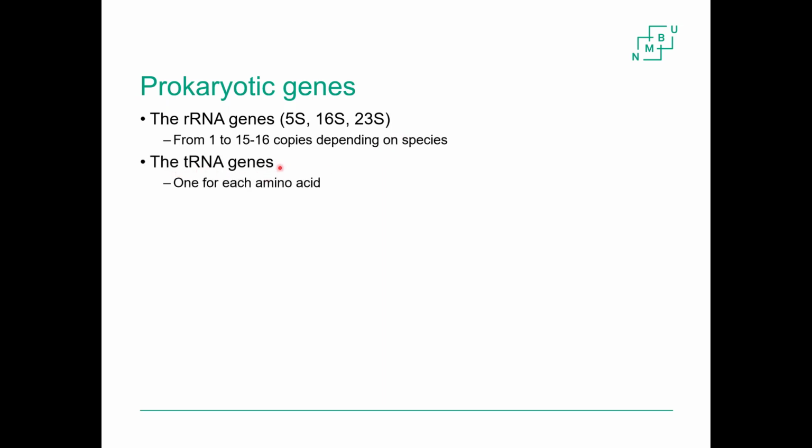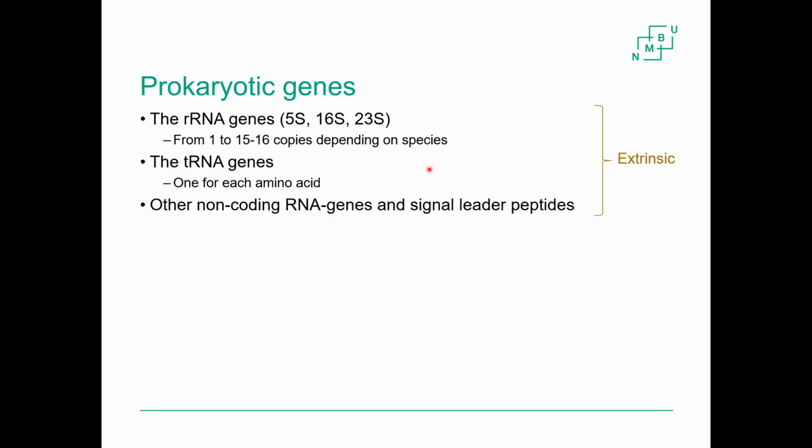The tRNA genes, they are also in there, and they are coding for the amino acids. And just like the rRNA genes, the tRNA genes are often very conserved, right? So if you have seen them in one organism, you will recognize them in another organism because they are quite the same. And there are also some other non-coding RNA genes and leader peptides and so on. And these are typically genes we find by this extrinsic approach, right? Because they are conserved. If you have seen them in one organism, you will recognize them in another one because they are quite similar.